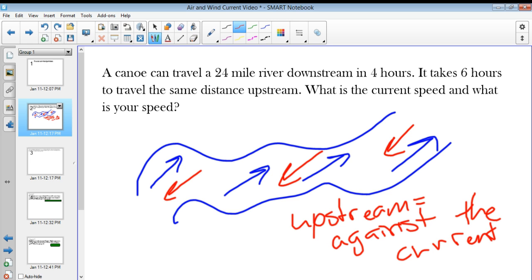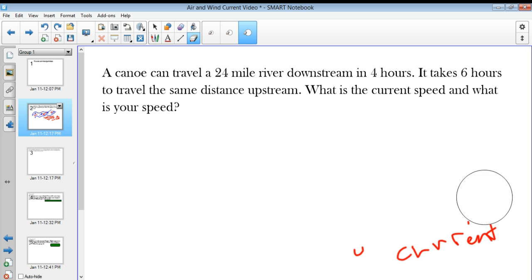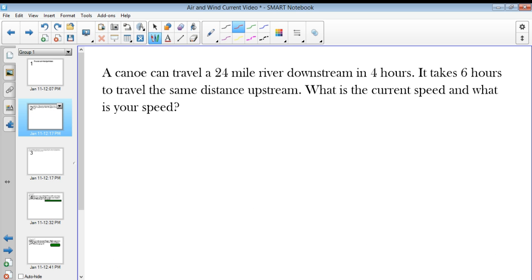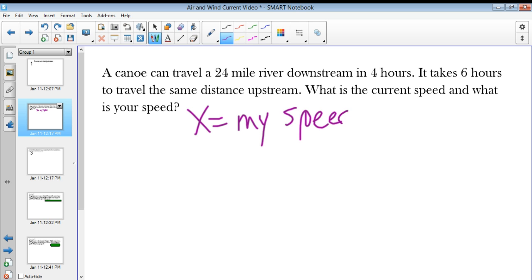This is important because when we're setting up these equations, we need to know what the question is actually talking about. The question asks, what is the current speed and what is your speed? Current meaning the speed of the water of the river. Whenever I do these problems, I really need to define what my variables are. So x is equal to my speed, and y is equal to the current speed.